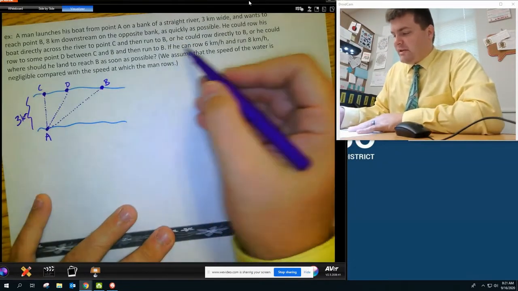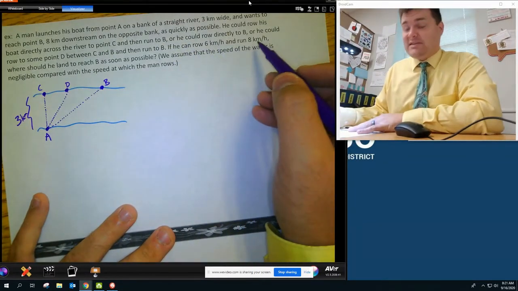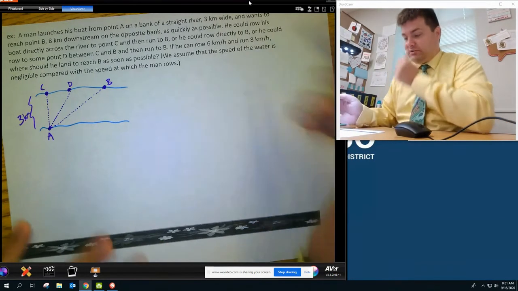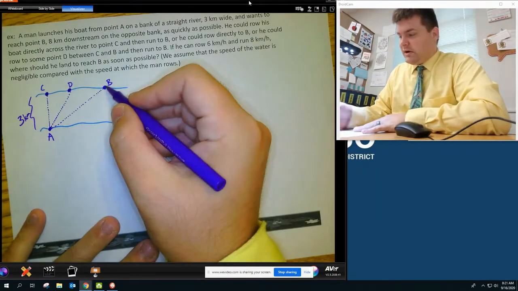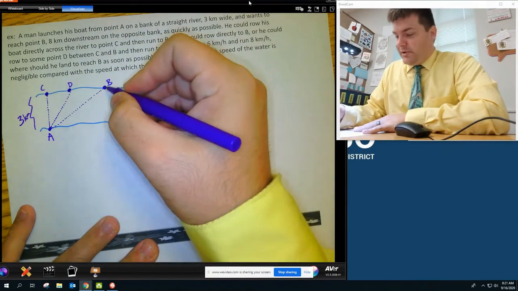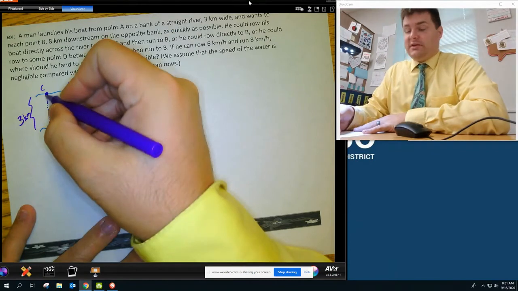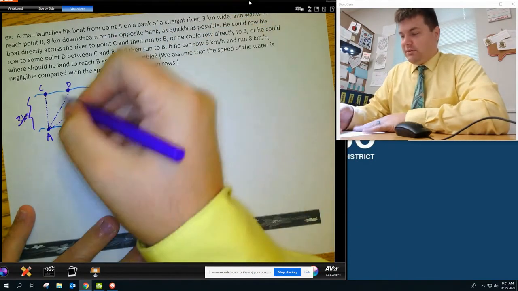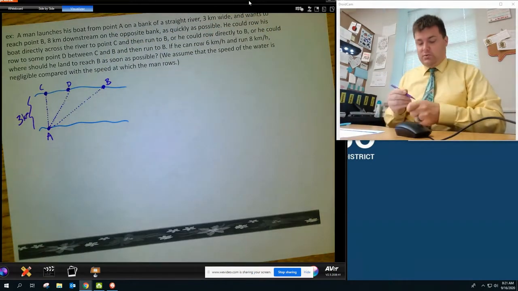Now, why does it make a difference? Well, he's rowing at 6 kilometers per hour, but he's running faster at 8 kilometers per hour. So for those of you thinking, oh, just row straight there, well, he runs faster than he rows. And so he can row all the way to B, or he could just row as little as possible and run as much as possible, or he can do a little bit of both. So that's essentially what our question is asking here.